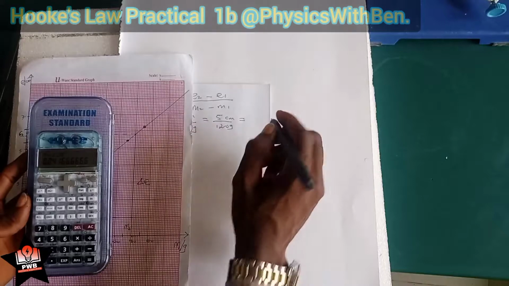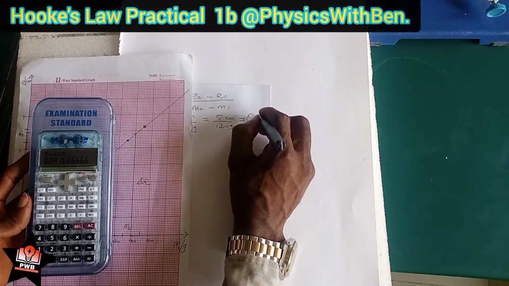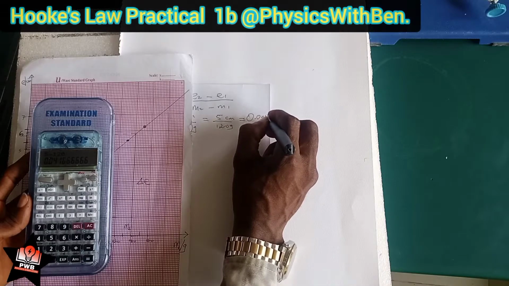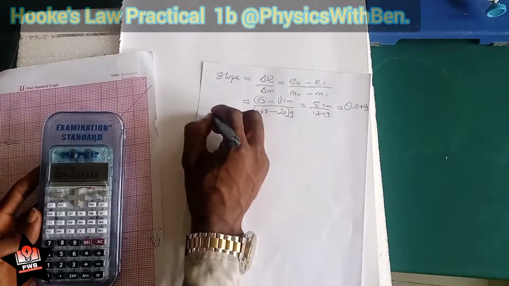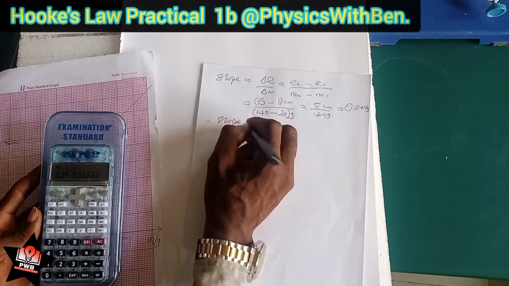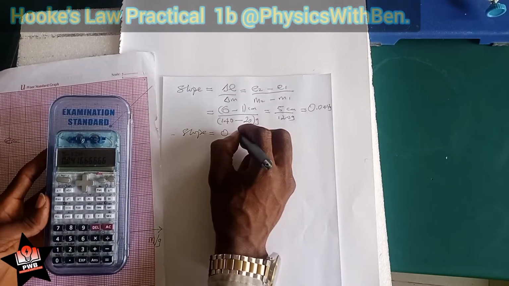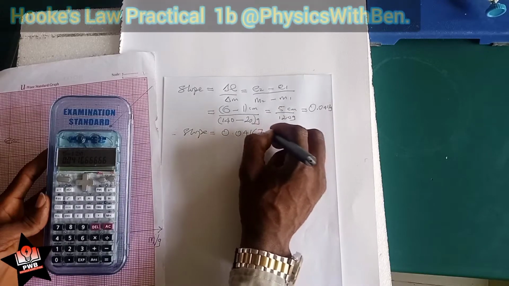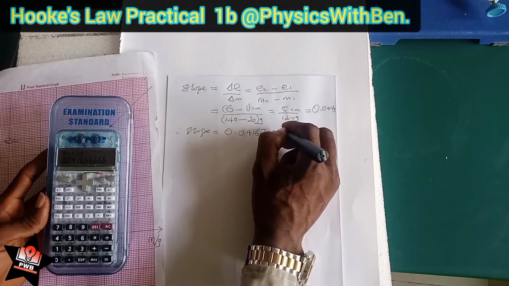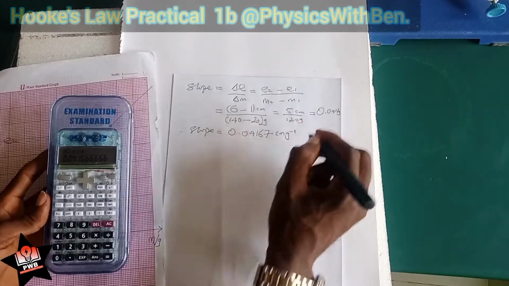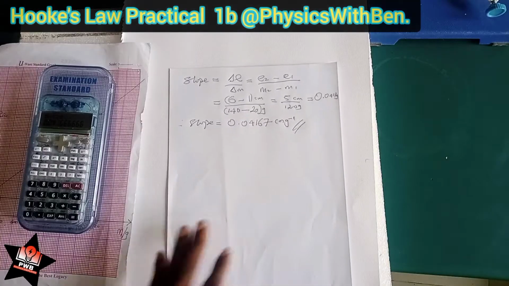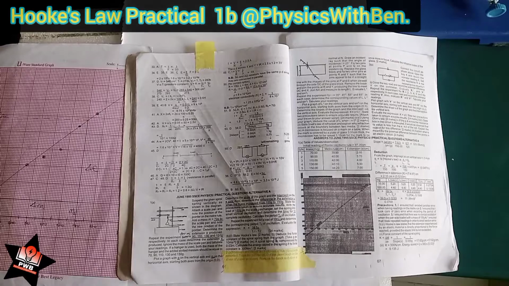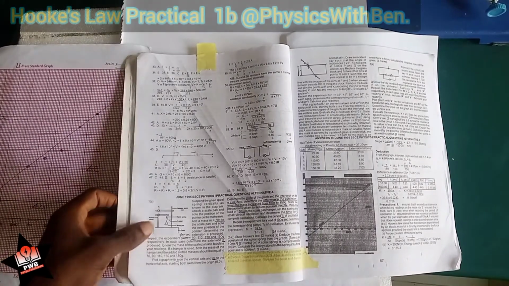So our slope is 0.0417, therefore, the slope, let's write it to 0.04167 cm per gram. That is the slope. So we are done with the slope.